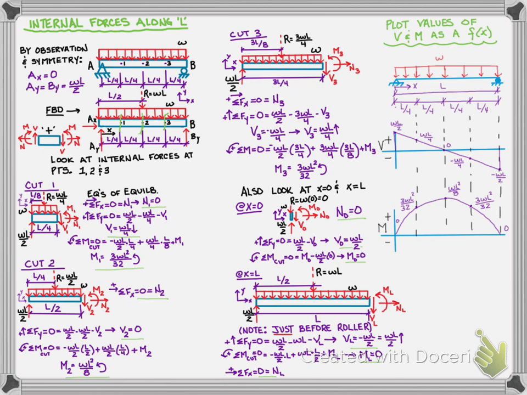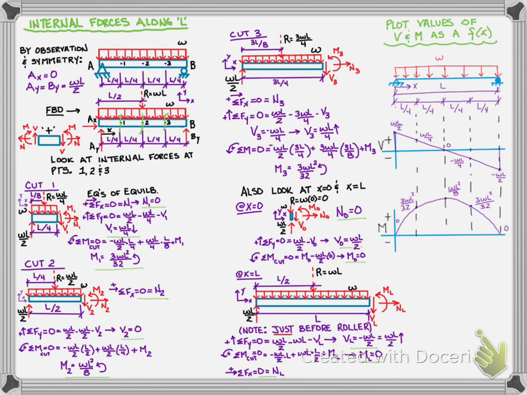But when I go down to moment, I see that I start at 0, I jump to 3WL squared over 32 when I'm at L over 4, I go another L over 4, and I've increased to WL squared over 8, and then I start decreasing. And I decrease back down to 3WL squared over 32 and then down to 0. And I can see that my changes aren't linear. In this case, they're parabolic.